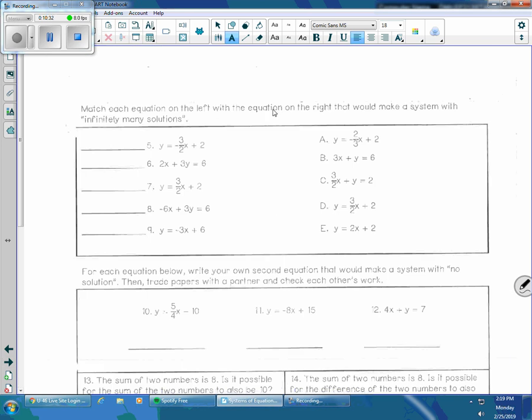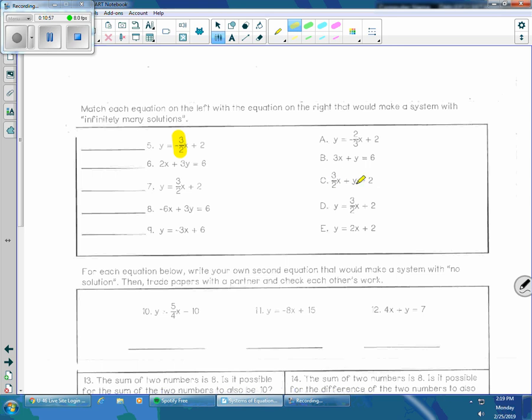Match each equation on the left with the equation on the right that would make the system have infinitely many solutions. So let's take a look at what we've got here. Y equals -3/2. So I need to find another one that says -3/2. That's going to be my first order. So that's 2. Nope. There's +3/2.